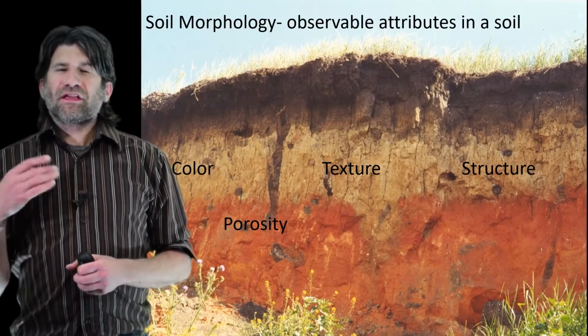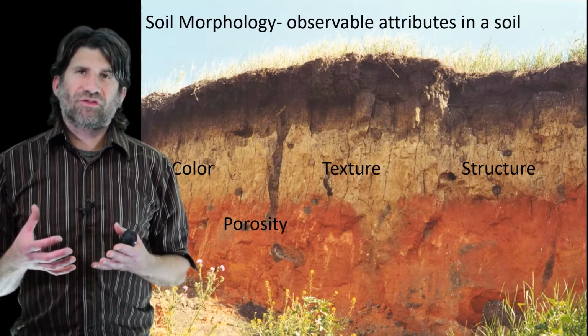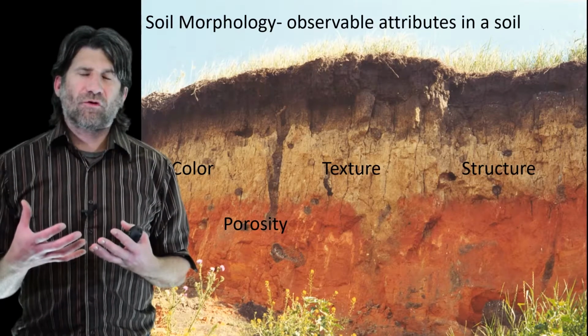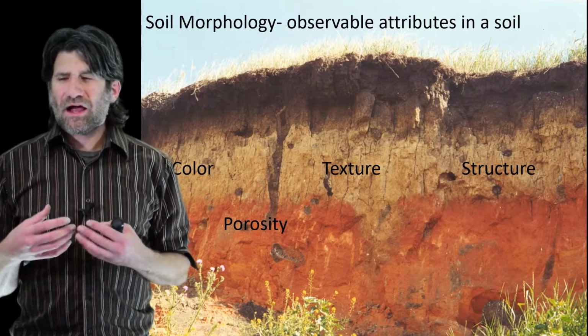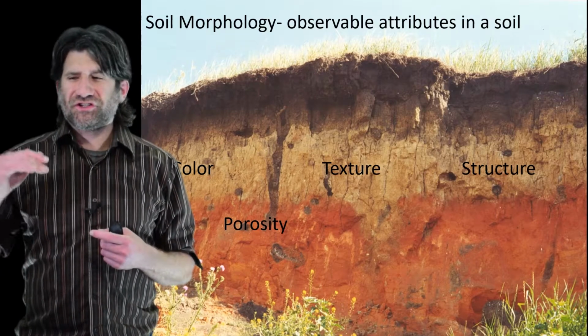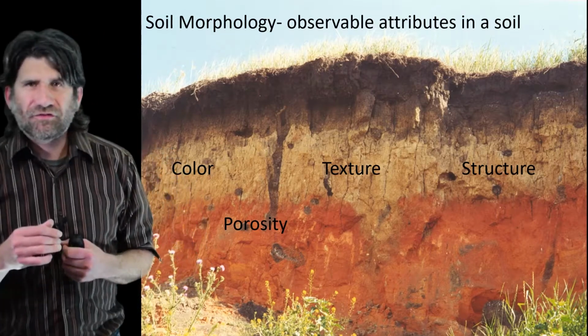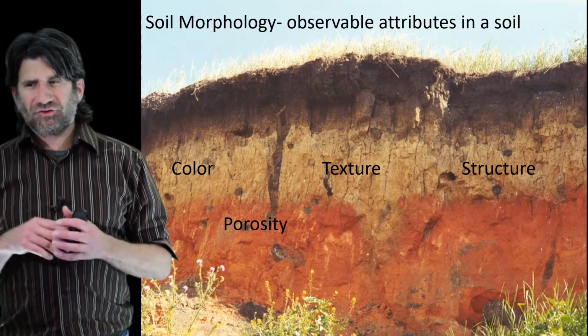Okay, the last thing I want to talk about is just how we quantify what a soil looks like. We've talked about the primary soil forming factors. We've talked about horizons. So when we go out, how do we actually characterize a soil so that we can make these differentiations in different horizons? This field is called soil morphology, and it's the observable attributes of a soil.